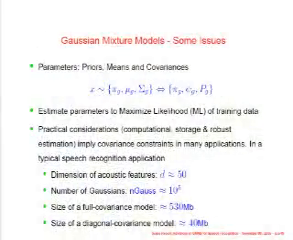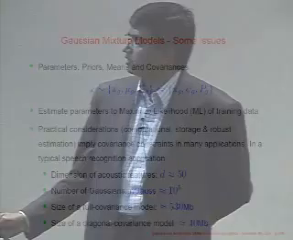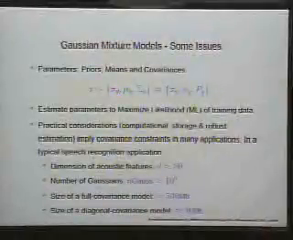Okay, so what are some of the issues in Gaussian mixture modeling? Fundamentally, it boils down to the parameters of the Gaussian. You're modeling them with means, covariances, and priors. You want to estimate the parameters, assuming maximum likelihood.